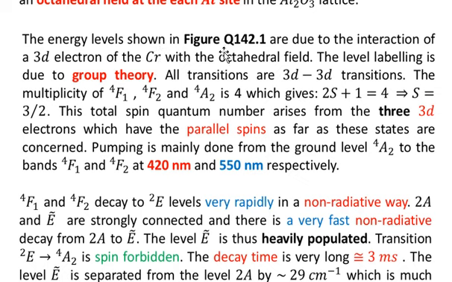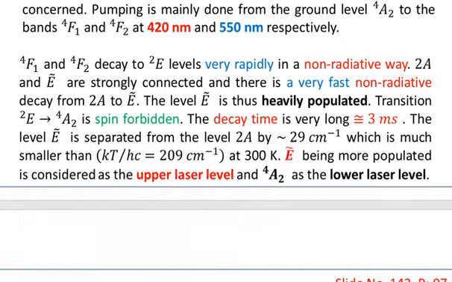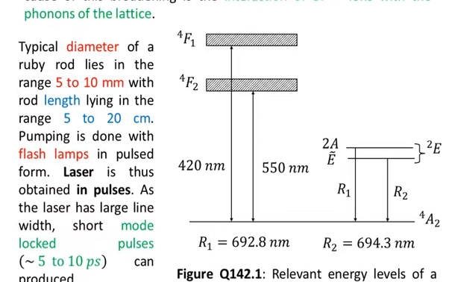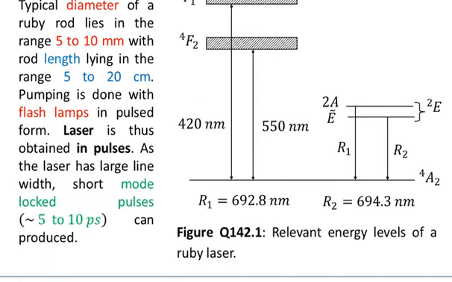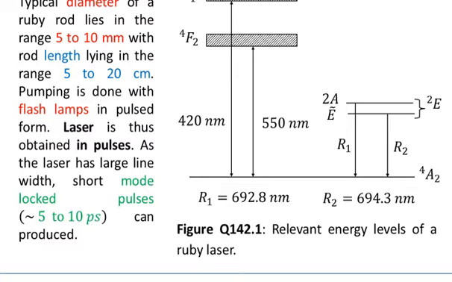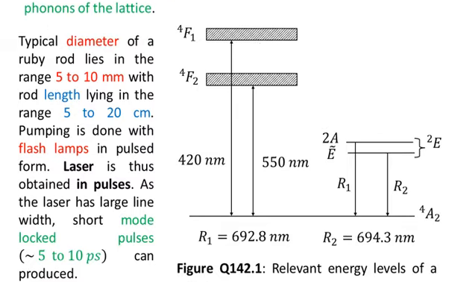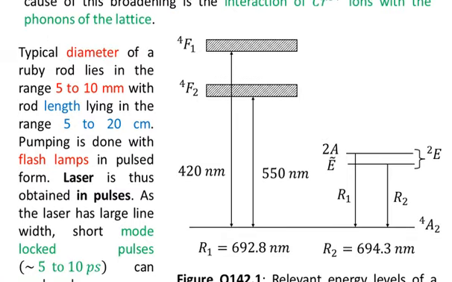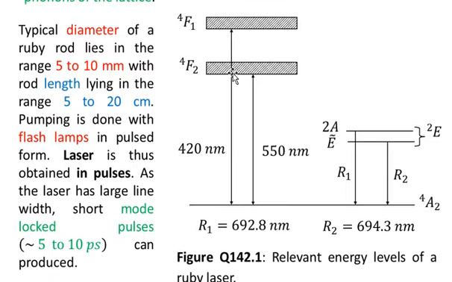The energy levels shown in figure 142.1 are due to the interaction of a 3d electron of the chromium with the octahedral field. So let me show you that figure. This is the figure. The caption of the figure is relevant energy levels of a ruby laser. And you can see over here that these are the levels.